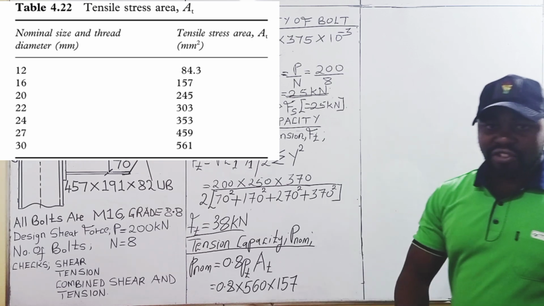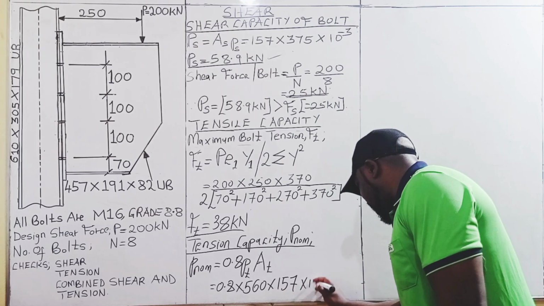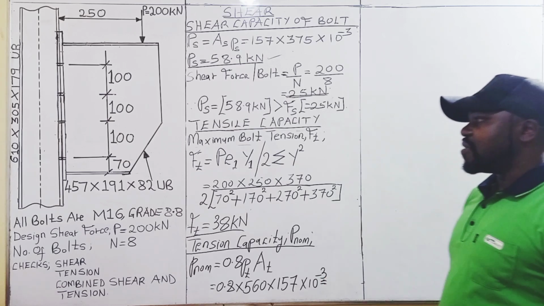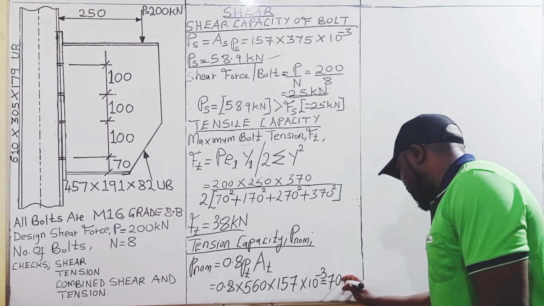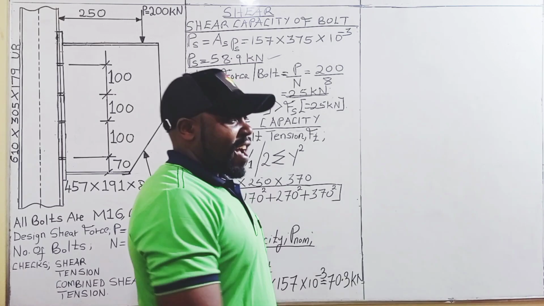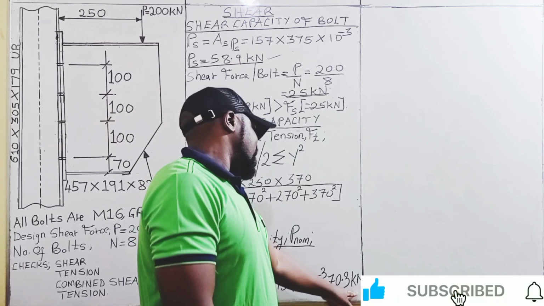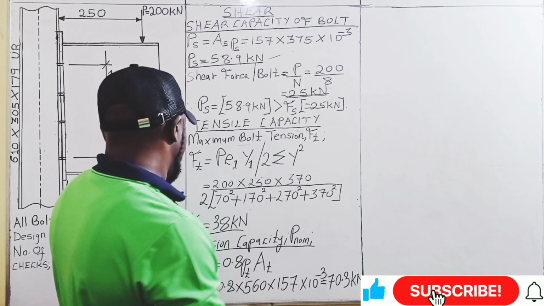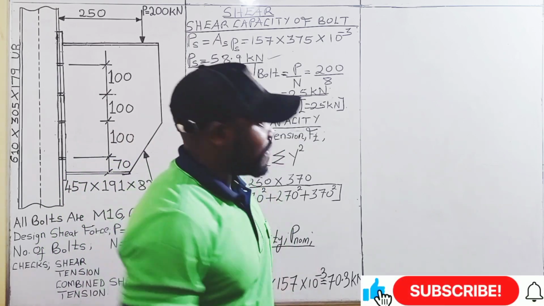We are going to get the tension capacity in newtons. So we need to convert newtons to kilonewtons by dividing this by 1,000, or we multiply by 10 raised to the power of -3. And when we do so, this is going to give us 70.3 kilonewtons. And therefore, since the tension capacity of the bolt, that is 70.3 kilonewtons, is greater than the maximum bolt tension Ft, which is 38 kilonewtons, then under tension, our bolts are satisfactory.